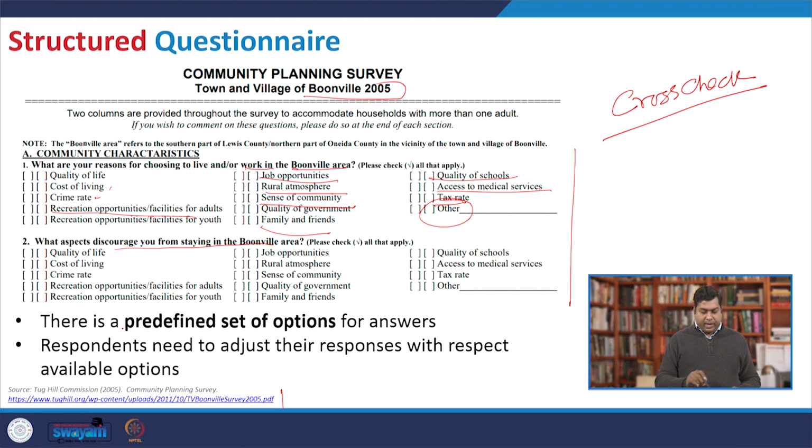So in this case, why is it called structured? Because there is a predetermined set of options to answer. The respondent needs to adjust their responses with respect to the available options, and if they can't, they can add others as well. But for a few questions you may not have that option called others.